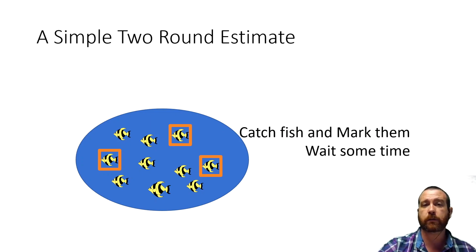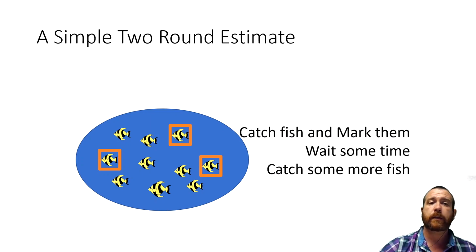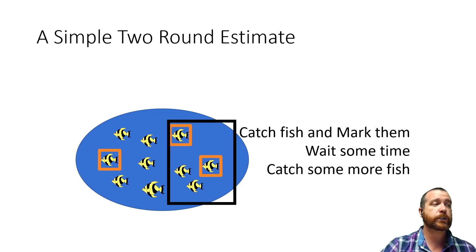So it's going to be dependent on the animal and the biology of that species. And then we go out and try and catch some more. So when I go out and catch some more, I go out and catch another 4 fish. When I do, I find 2 fish, my individuals here and my individuals here, that I did not find in the first place.